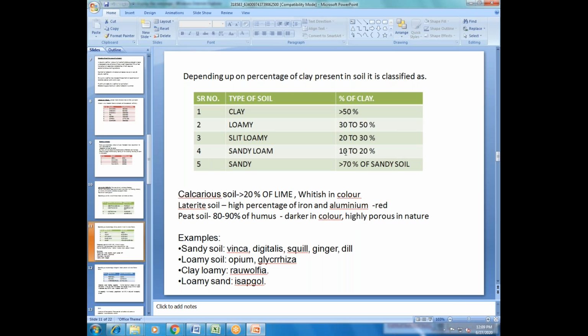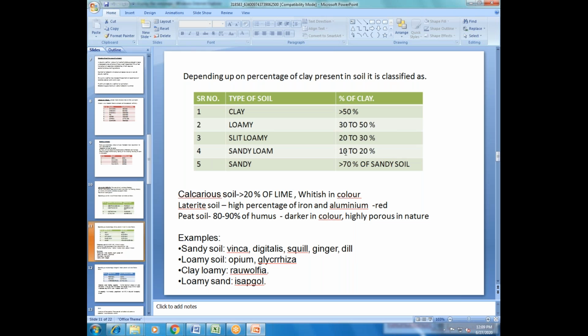So calcareous means it is rich in calcium. Lime is nothing but calcium carbonate. So it is rich in calcium, and a few plants need rich calcium. Those plants can be grown in this. So it contains more than 20% of lime, and usually its pH will be high and whitish in color.